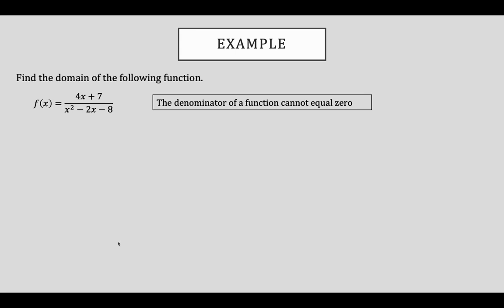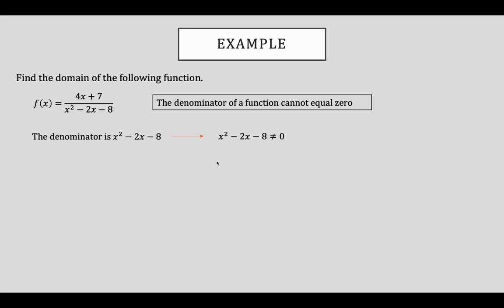Now, we need to translate this sentence into a mathematical expression. The first part of the sentence says the denominator. Literally speaking, what's the denominator of this function? The denominator of the function is x squared minus 2x minus 8. What can't happen? It cannot equal 0. In mathematics, we use an equal sign with a slash through it to represent cannot equal, which leaves us with the expression x squared minus 2x minus 8 cannot equal 0.